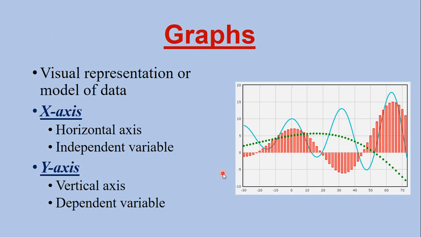Once we have all this quantitative data, we're going to make tables and graphs. These are visual representations or models of the data you took during the experiment. Inside a graph, you have an x-axis and a y-axis. The x-axis is the horizontal axis, and in most cases you place your independent variable, the thing that you changed, on the x-axis. Your y-axis, the vertical axis, is where you place the dependent variable, the result of what you changed.